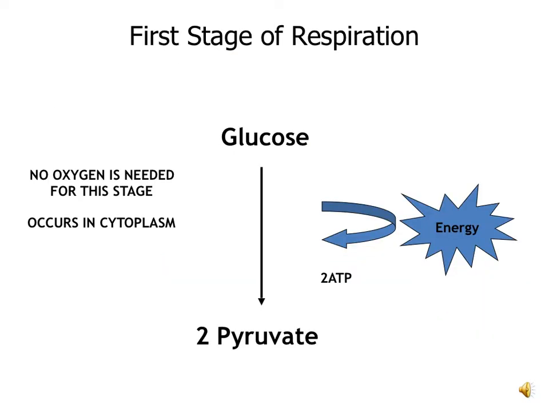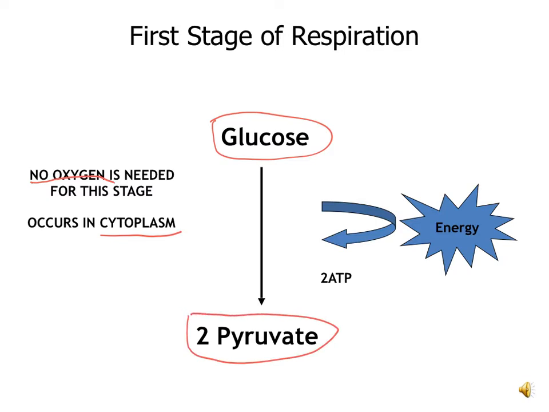The first stage of respiration occurs in the cytoplasm, and for this stage to occur, no oxygen is needed. And what happens in this stage is that glucose is broken down to these 2 chemical molecules here called pyruvate. And when this happens, energy is released, and that energy is used to make 2 molecules of ATP.